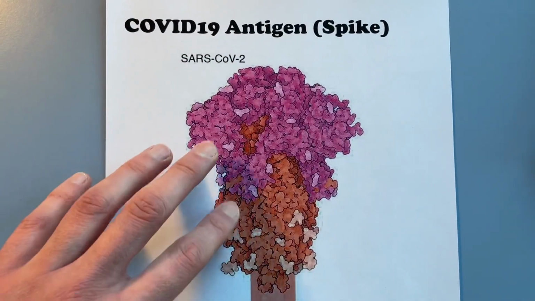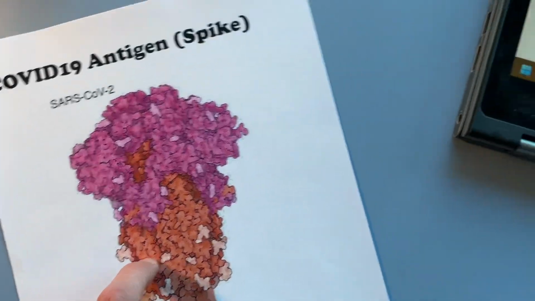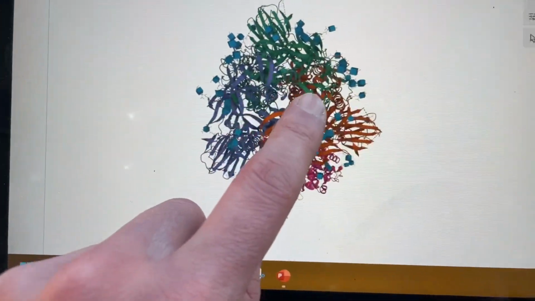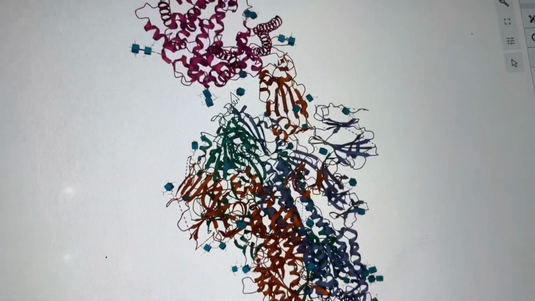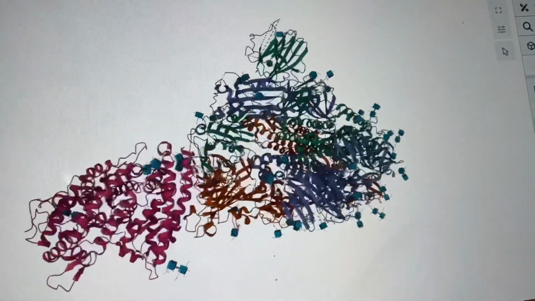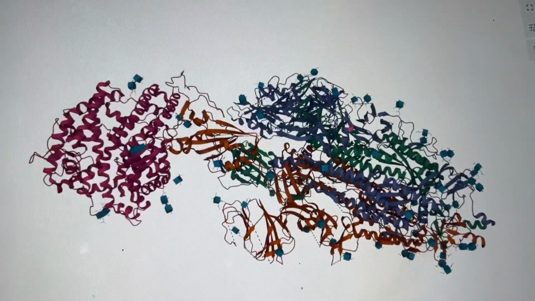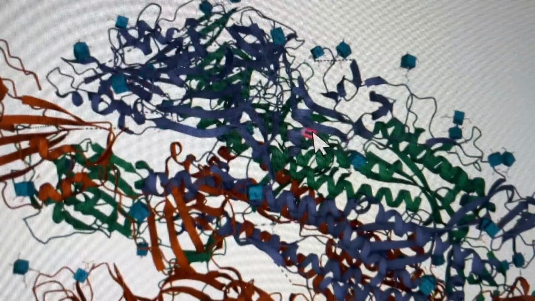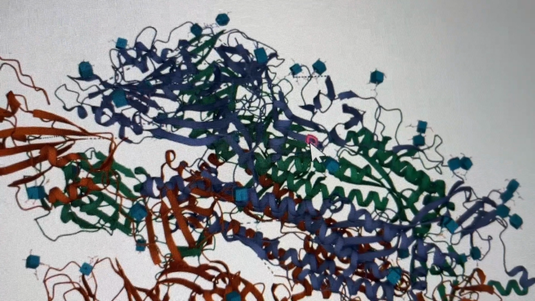Here's an even more in-depth image of that spike protein on the coronavirus, and here's actually a 3D model of that protein. So a protein is really just a complex polymer macromolecule that is made out of a bunch of smaller molecules called amino acids. And you can see each of those individual amino acids highlighted pink right here.